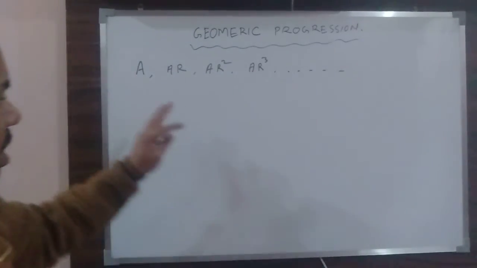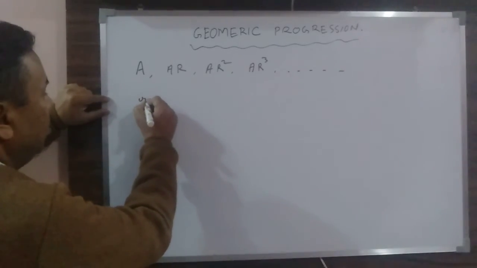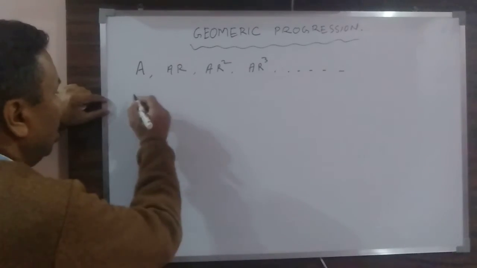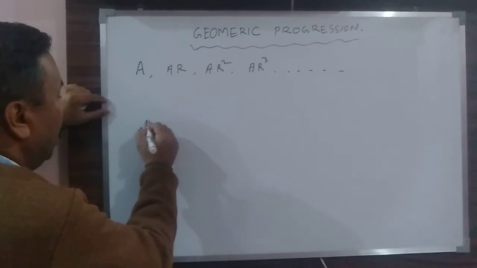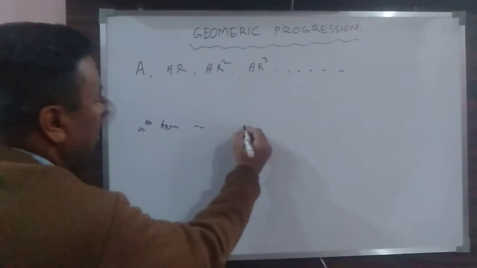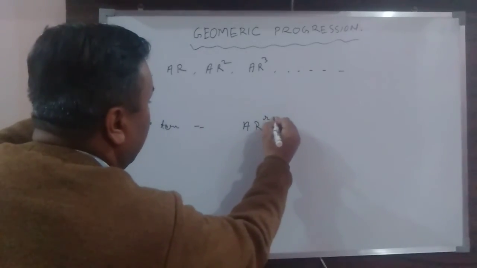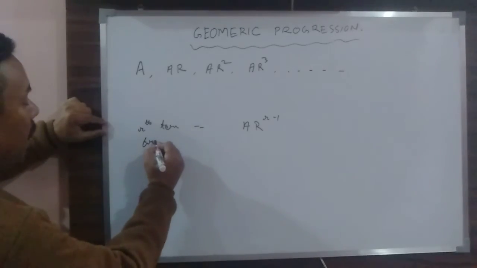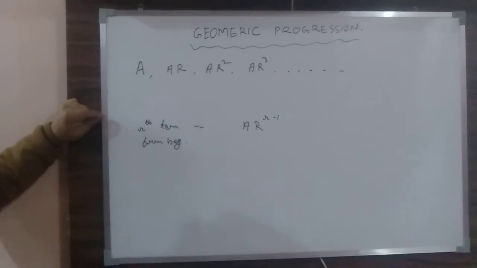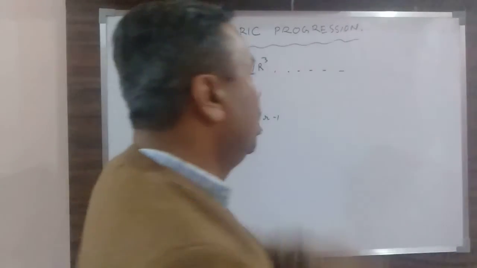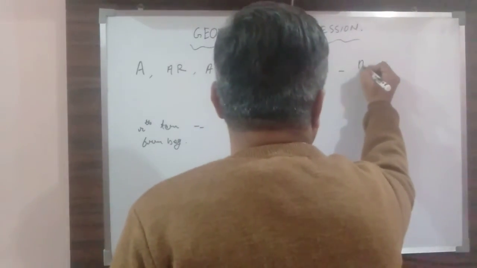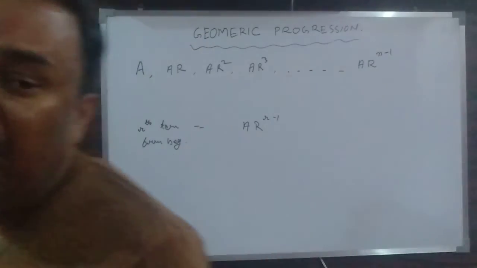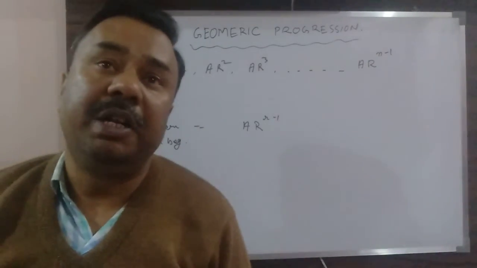Now, I have told you the rth term is a r raised to the power r minus 1, but this was the rth term from the beginning. If you start from there, and I assume that the total number of terms is n, then my last term will be a r raised to the power n minus 1.